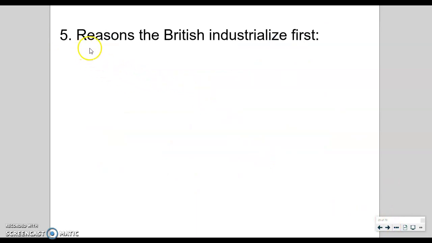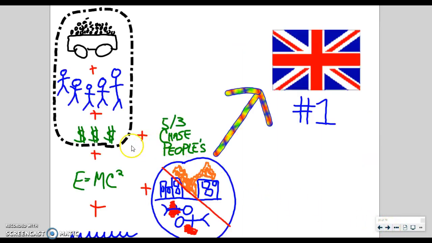Picture number 5 is given the title Reasons the British Industrialized First. So go ahead and give it that title. And then we'll go through the pictures here for the reasons why the British are going to be the first to industrialize. So inside my dotted lines here are the 3 factors of production. This is one of your vocabulary terms for this unit. The factors of production are the land, labor, and capital.